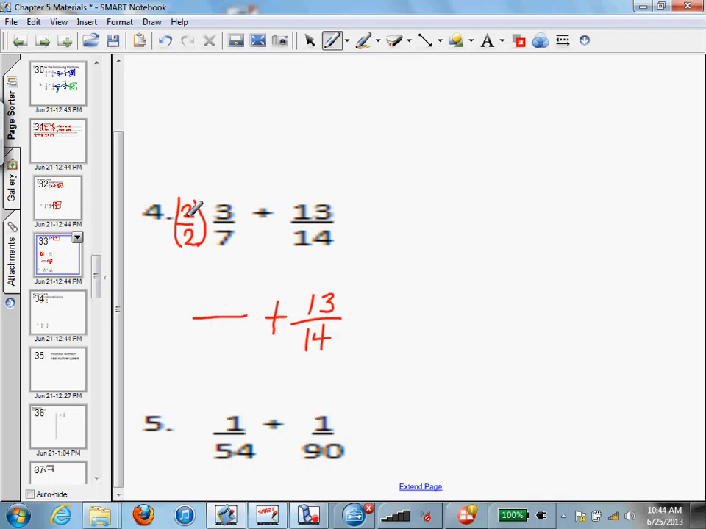And we do that, on top we have 2 times 3 is 6, and on the bottom we have 2 times 7, which is 14. So we have 6 plus 13, which is 19 over 14.